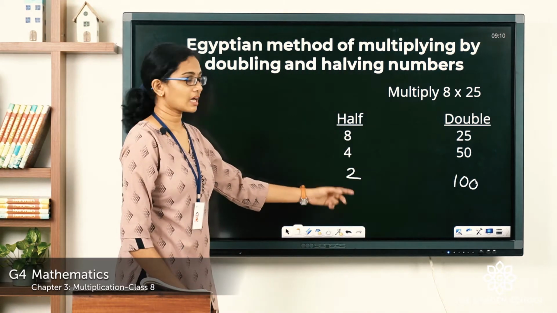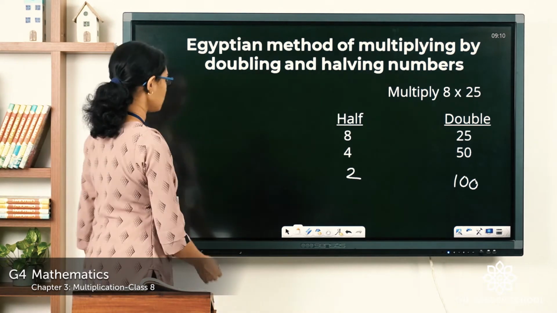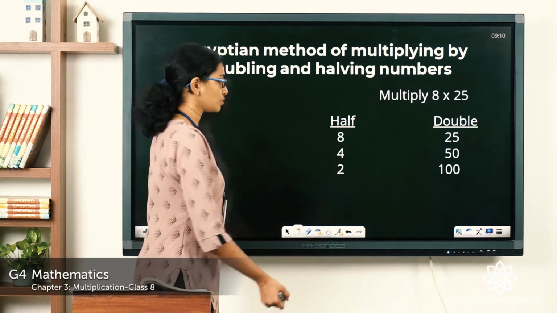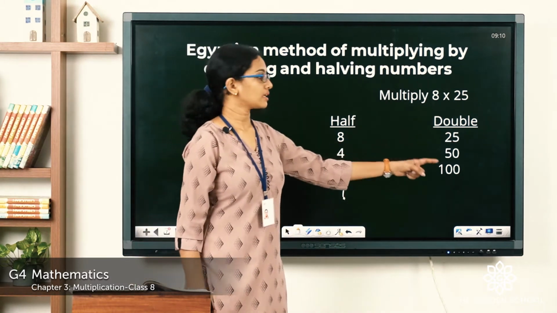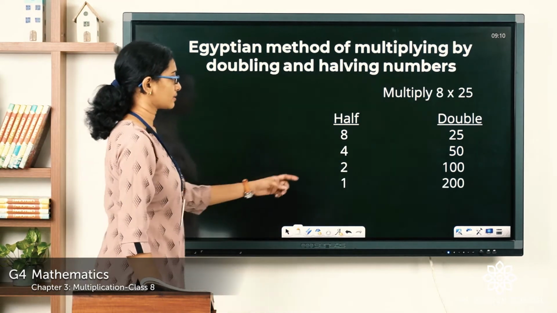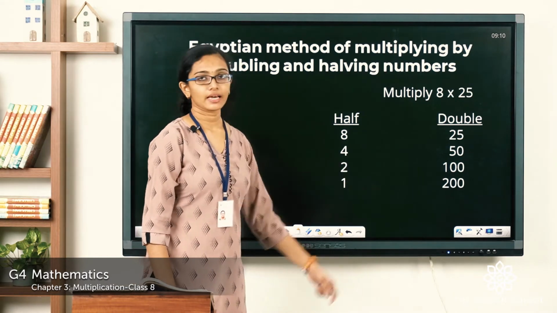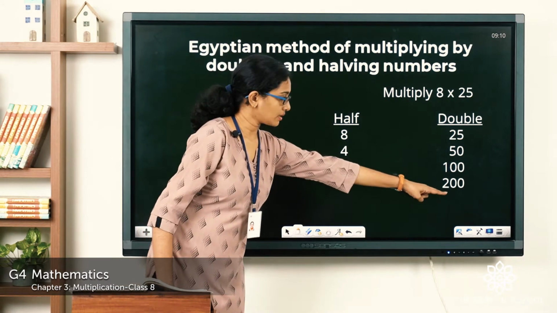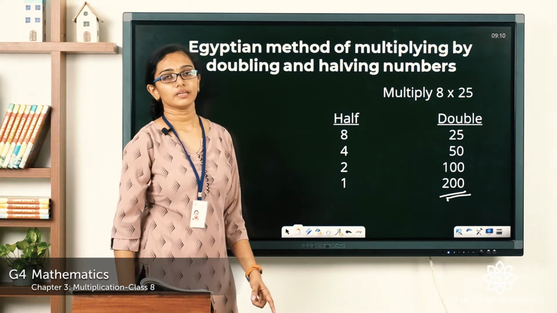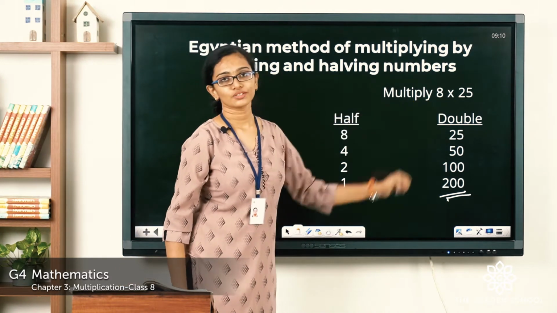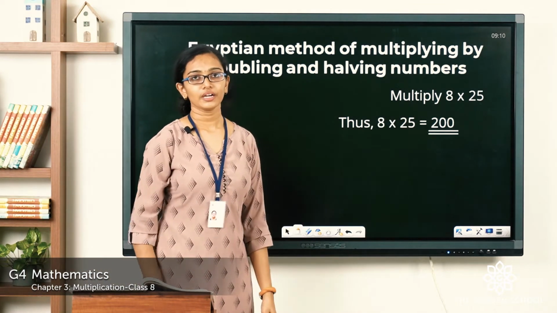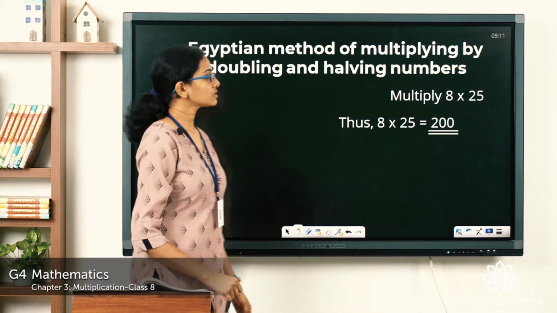We halve the numbers until we reach 1. So again we have to halve the multiplicand 2. 2 divided by 2 gives you what? 1, and doubling 100 will give you 200. So now we have got the multiplicand as 1. Now what is the multiplier there? Here we have the number 200. This final number will be the product of 8 and 25. So we can say 8 into 25 is equal to 200. I hope this is clear to you.